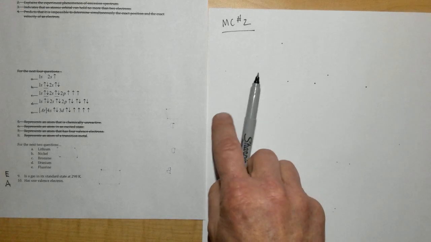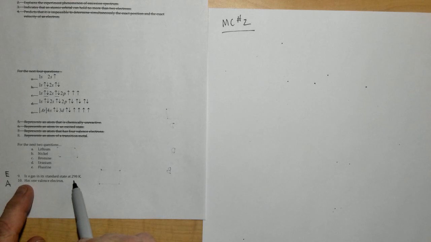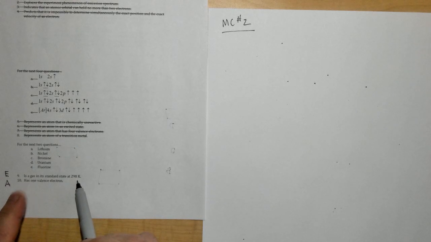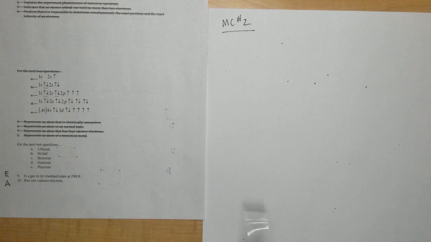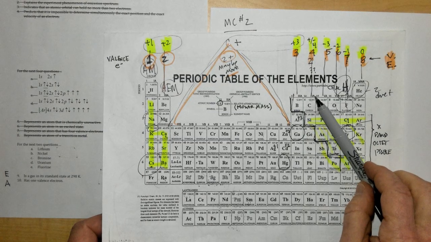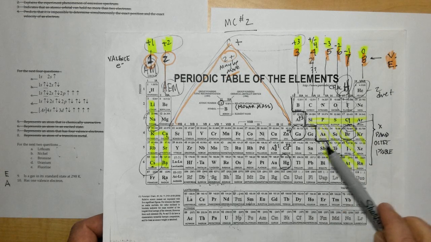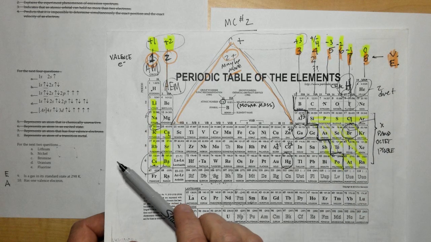Okay, this multiple choice number 2 starts with number 9 down here. Is a gas in its standard state at 298 Kelvin, which is 25 degrees Celsius. And so on the periodic table, you do need to know that the only gaseous substances at room temperature are over here. There are only 2 liquids at room temperature, mercury and bromine, and everything else is solid.